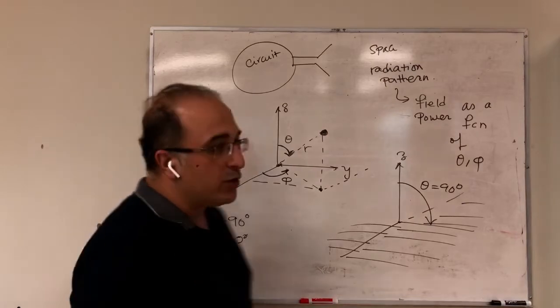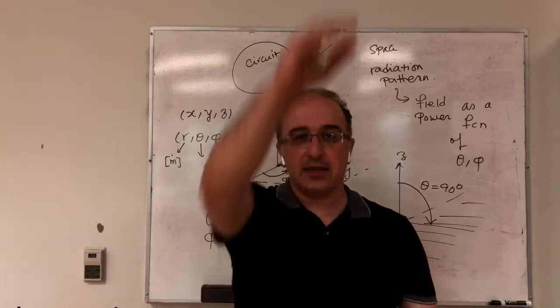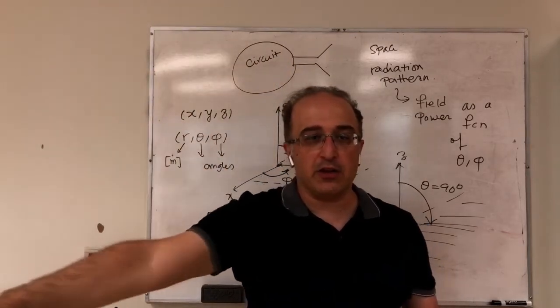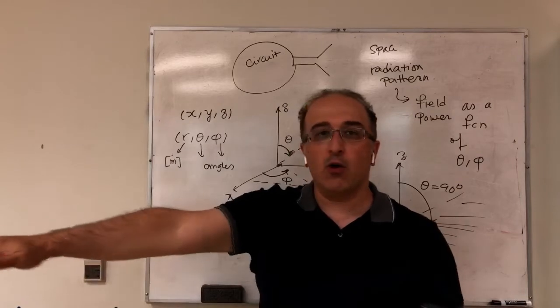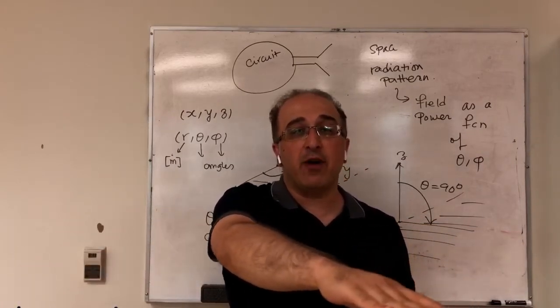Phi equals 0 means, again, my body is the z-axis. So this is the theta variation, theta equals 90. Now I'm covering the whole plane here, theta equals 90. Now I need to set my phi.